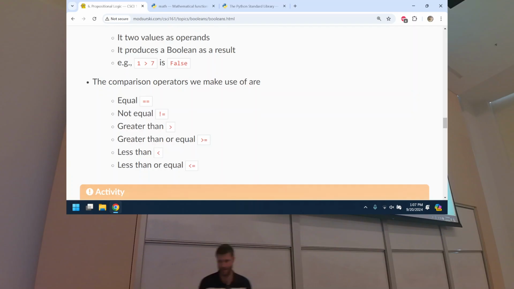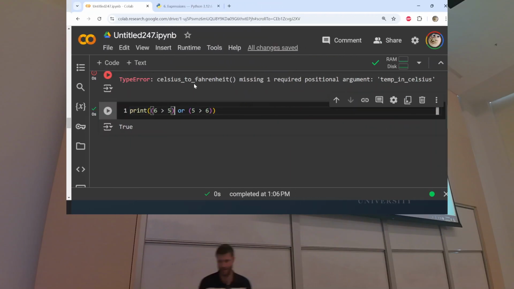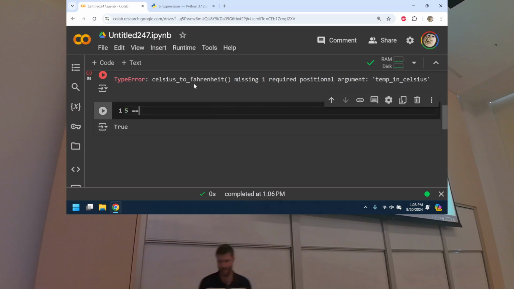So here are the common comparison operators. Remember how I said equals doesn't mean equals? It means assignment. Because equals equals means equals. And it's a statement of fact. So if I say, does 5 equal 5? Well, that's true. It's a statement of fact. 6 equals 5. Well, that's false. We all know that's nonsense.